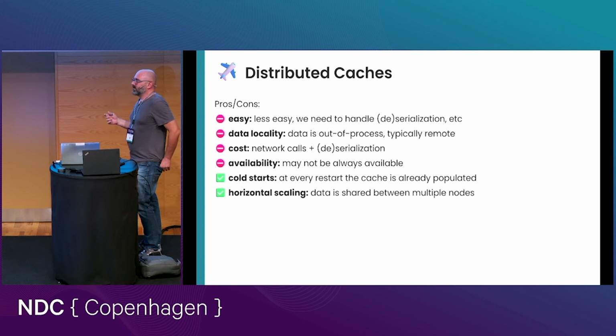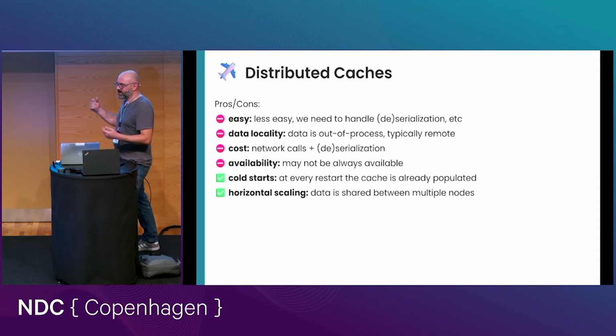And the availability, because yes, usually you spin up a Redis instance or whatever and it's there, but that may not be the case all the time. It may go away, it may have a problem reaching the instance. On the other hand, cold starts and horizontal scaling are great because when you restart the application, since the Redis instance, for example, or Memcache is out of process and remote, it's not wiped out.